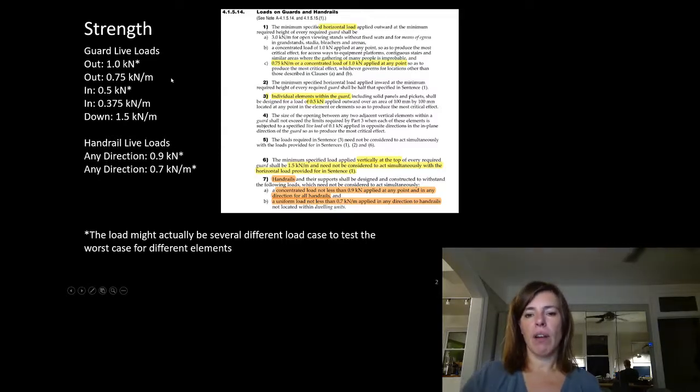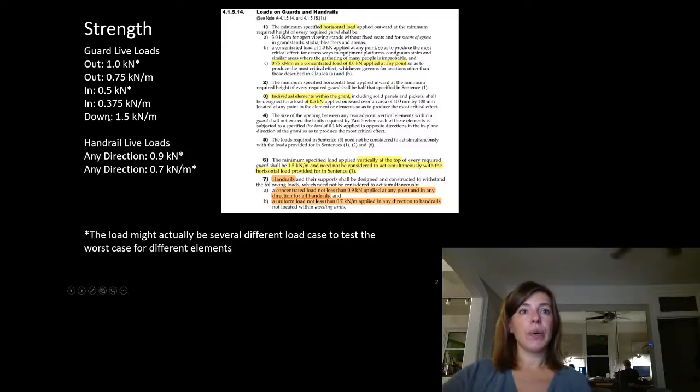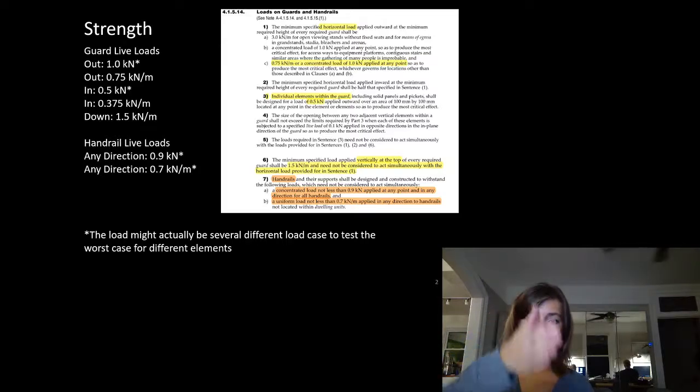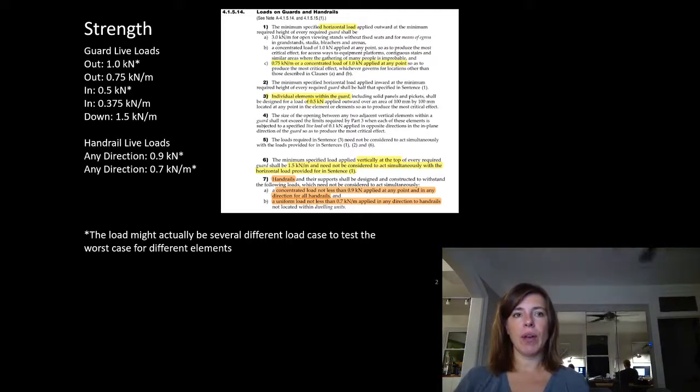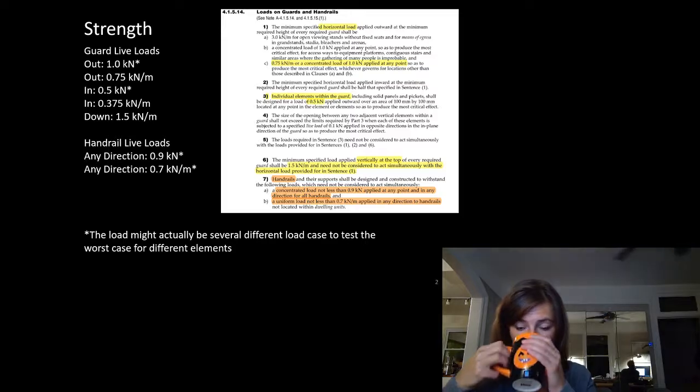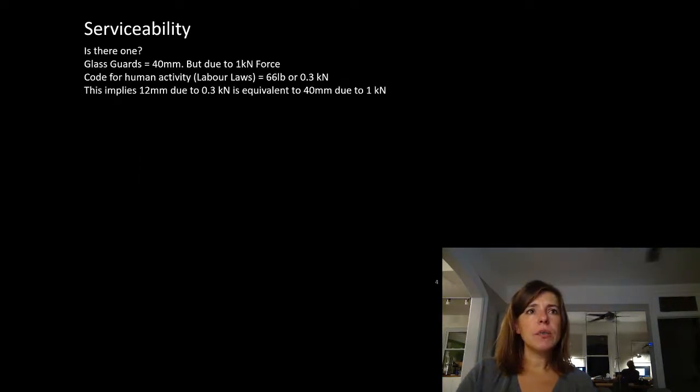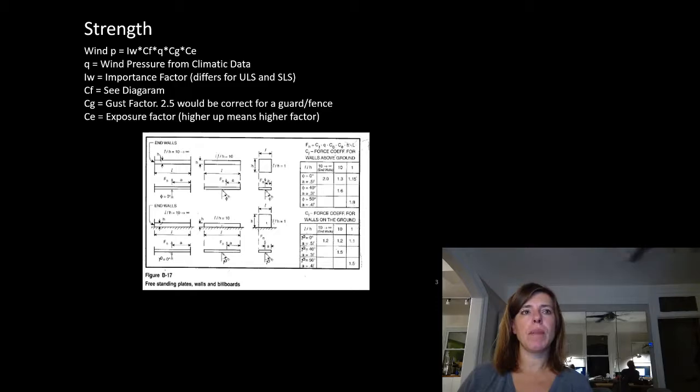Most of the time, the guard and the handrail are part of the same component, and it's less of an issue. I'll show you my Senate project where the guard was actually a discrete element from the handrail. Okay, yeah, so I do come back to that.